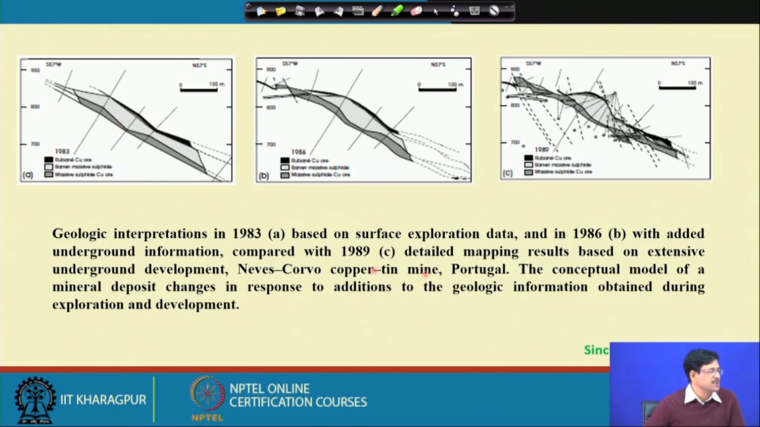In many such situations, like the one shown here for the Neves Corvo copper mine in Portugal, the global reserve may change or may not change. That may not be of much serious consequence, but the local estimation of the reserves, in terms of the blocks or the selective mining unit, will change, and that will affect the process. And so, this is just one example.